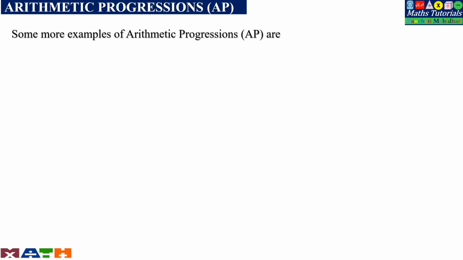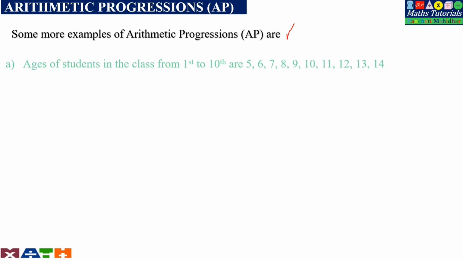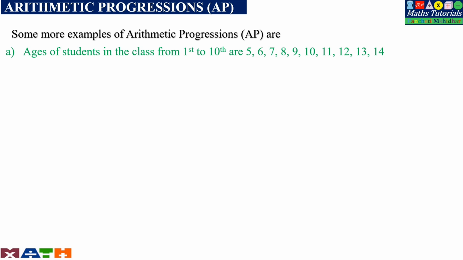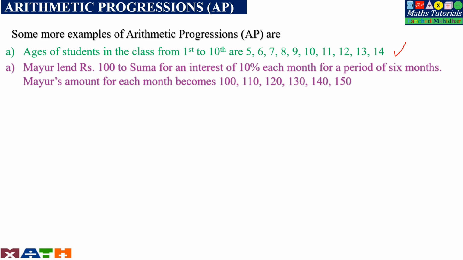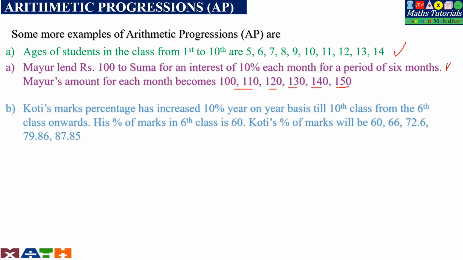Some more examples of arithmetic progressions are listed below. Ages of students in classes first to 10th are 5, 6, 7, 8, 9, 10, 11, 12, 13, 14. Second, Mayur lent rupees 100 to Suma for an interest of 10% each month for a period of 6 months. Mayur's amount for each month becomes 100, 110, 120, 130, 140, 150.